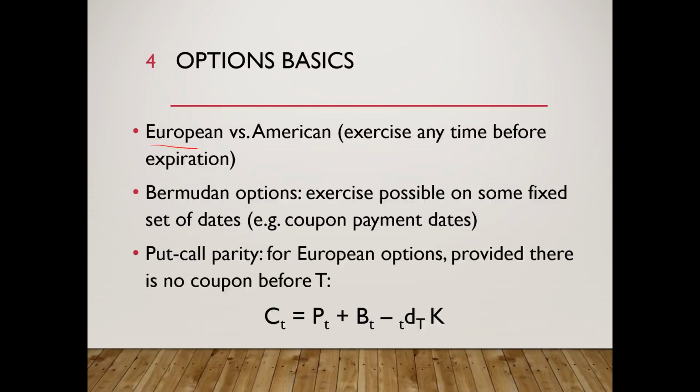Some option basics. We have to distinguish between European and American. European options are only exercisable at maturity, whereas American options are exercisable anytime before maturity. There are also Bermudan options, and these can be exercised at some fixed points in the future, for example, at coupon payment dates. Finally, there is put-call parity for European options, and this also applies to bonds, where the call price is a function of the put price plus the bond price, and here we have the discounted strike price.